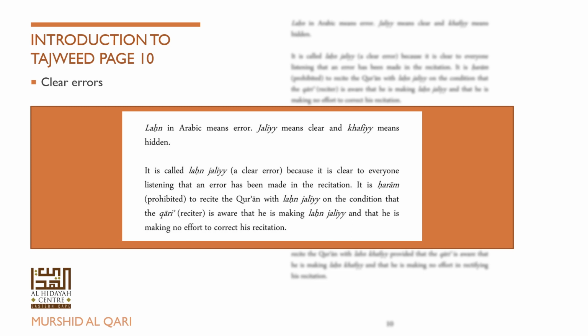It is called lahan jali, a clear error, because it is clear to everyone listening that an error has been made in the recitation. It is haram, prohibited, to recite the Quran with lahan jali, on the condition that the Qari, the reciter, is aware that he is making lahan jali and that he is making no effort to correct his recitation. And the reason why it is haram to make these mistakes is because there are greater chances that when a person makes these types of mistakes, a clear or a major mistake, he's changing the meaning of the Quran, of the ayat. And if he's reading Salah, there are greater chances that he might even invalidate his Salah.